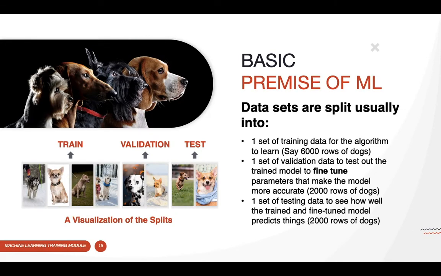Data sets are usually split into one set of training data for the algorithm, say 6,000 rows of dogs, one set of validation data to test out the trained model to fine-tune parameters that make the model more accurate, for example, 2,000 rows of dogs, and one set of testing data to see how well the trained and fine-tuned model predicts things, for example, 2,000 rows of dogs here.